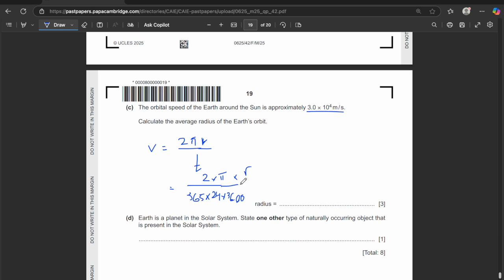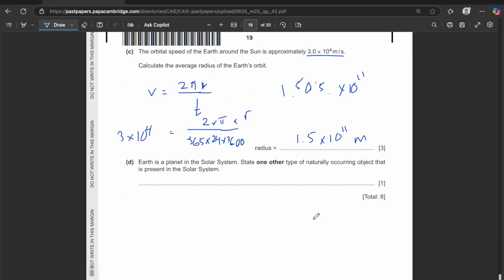Oh, sorry, we have to find the r. That is v times t divided by 2 pi. So we can calculate r: 3.0 times 10 to the power 4, times 365, 24, 3,600, then divided by 2 pi. You get 1.505 something times 10 to the power 11. So we can write 1.5 times 10 to the power 11 meters.